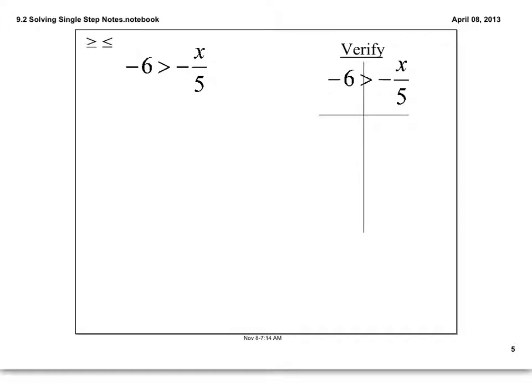Okay, last part, and then you can do some work out of the book. We still want x by itself. Okay, on the left side is -6 is greater than -x divided by 5. So you still want x by itself. 5 is being divided by here. To cancel it out, you will multiply the right side by -5, which cancels it out on the right, and then on the left, multiply by -5 and you get 30.